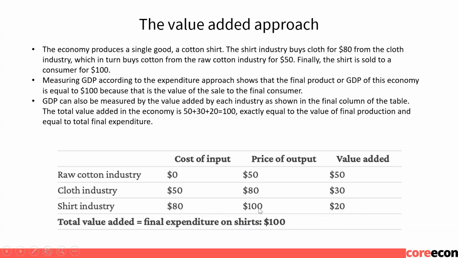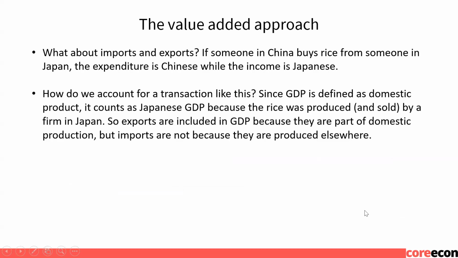So the final good, which is the shirt, if that's the only good representing this overall economy or overall economic activity, that's going to be our GDP. So $100 GDP is equal to the GDP when it's calculated using the value-added approach, right? So 50 plus 30 plus 20 is also equal to 100, which is the same with the expenditure approach, if you will, of $100. Now, what about imports and exports? So far, we only talked about, in a domestic economy, we are producing, we are consuming.